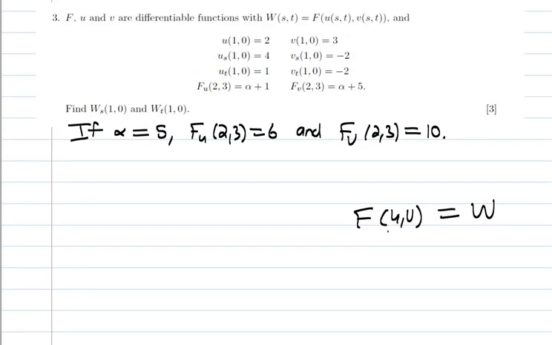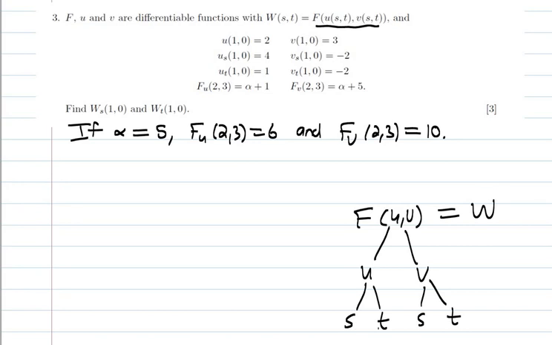Now we can clearly see f is a function of u and v. Looking at this expression, we can see that u is a function of s and t. Likewise, we can see that v is a function of s and t. So we can say ultimately w is a function of s and t, so it makes sense to talk about w partial s and w partial t, because at the end of the day, w is a function of s and t.